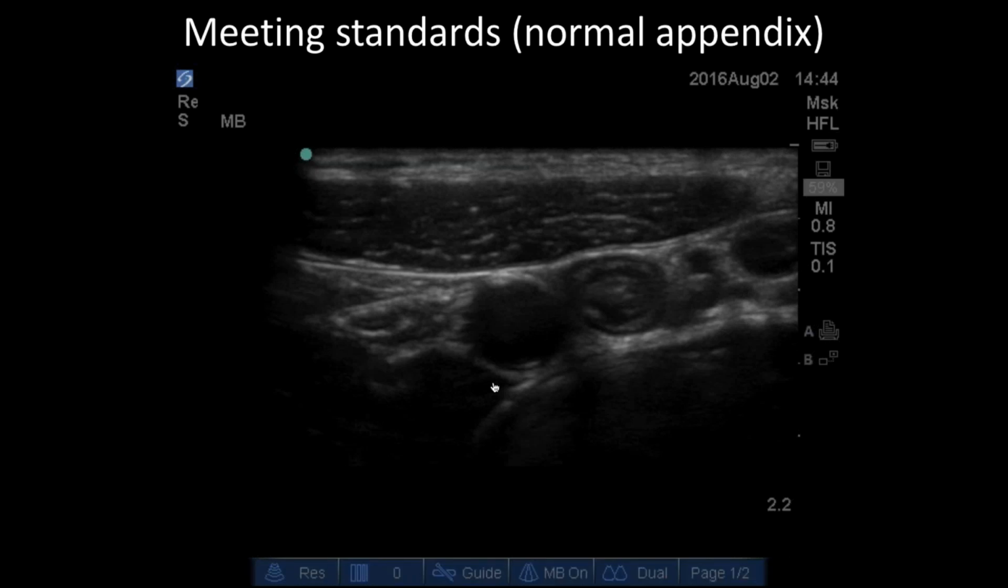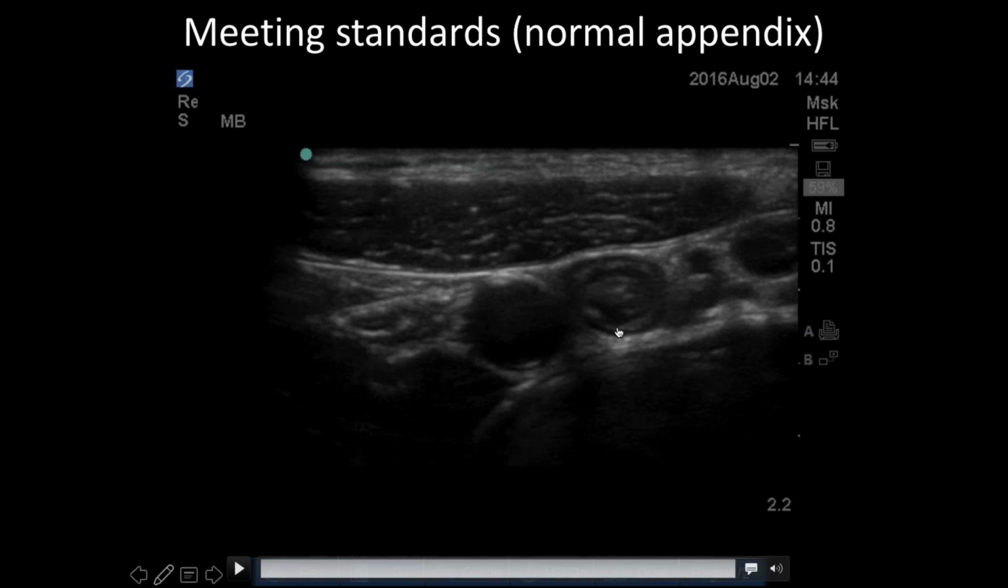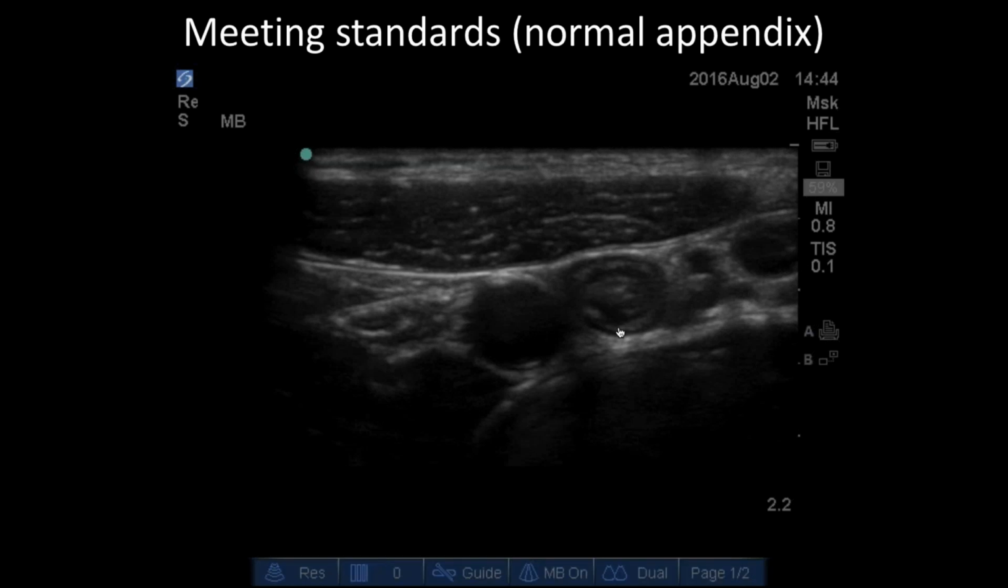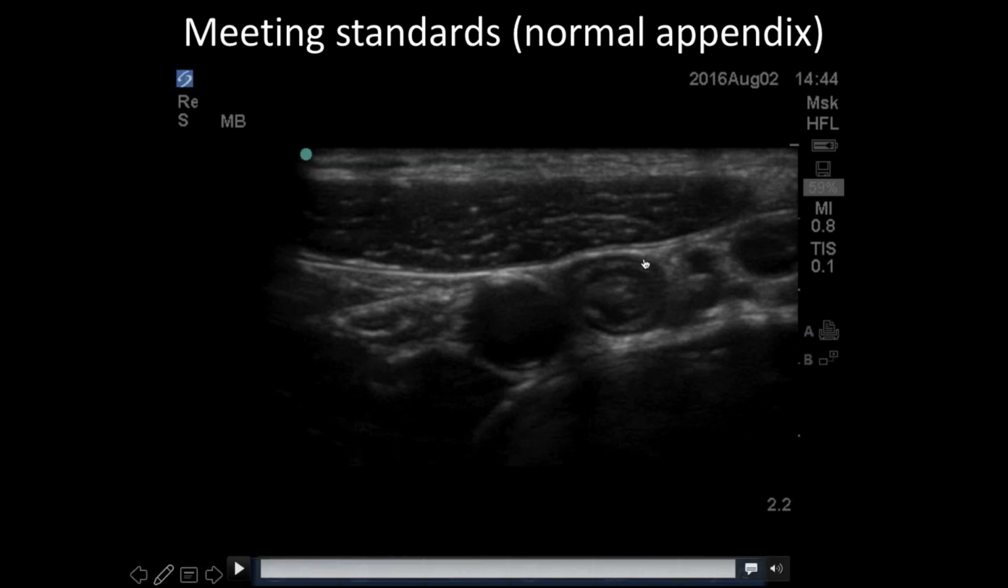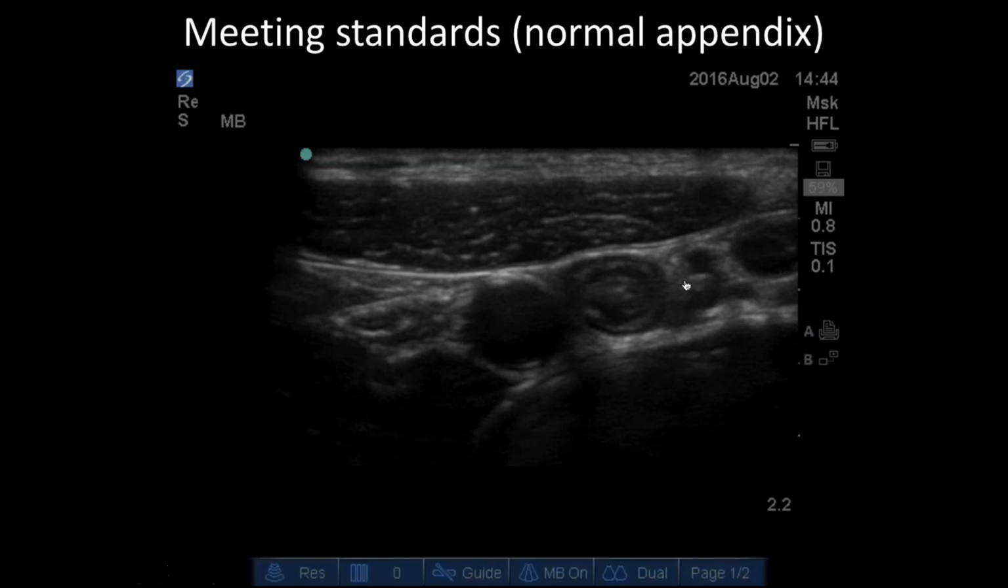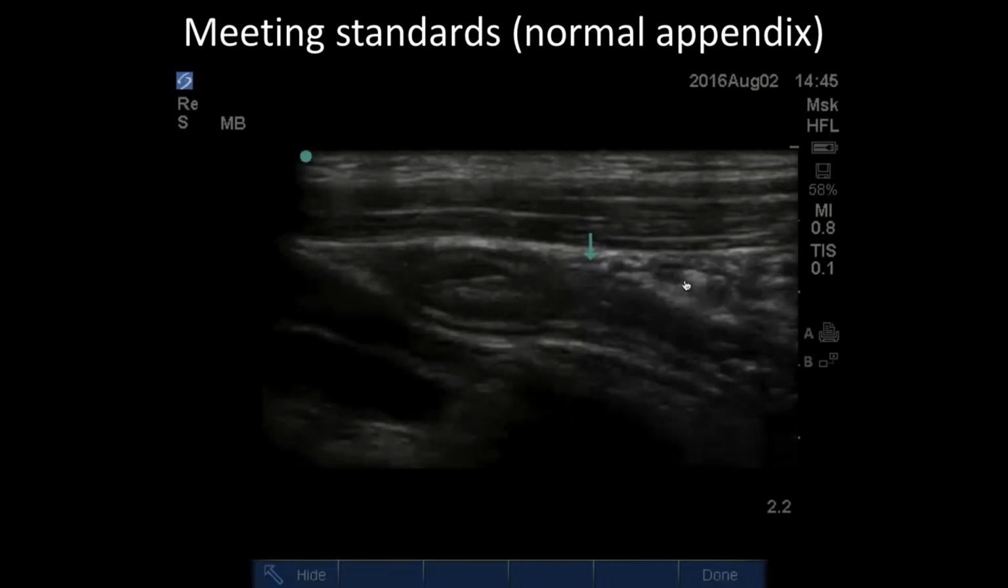And this is always concerning when I see that for two reasons. One is I'm not entirely sure when I'm doing this if I'm actually scanning terminal ileum or another piece of small bowel, or maybe even that this patient actually has tip appendicitis, which is a phenomenon where the tip of the appendix is inflamed. And so one way to prove that I'm not scanning a terminal ileum or small bowel is to really locate that blind end.